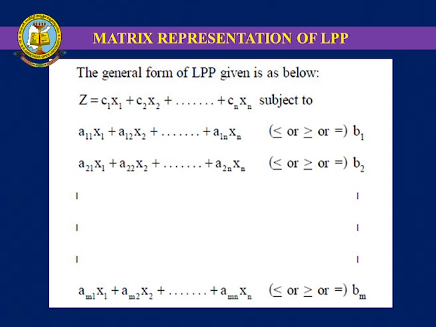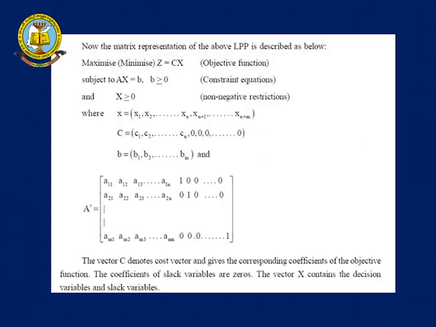Similarly, the second constraint is a21 x1 plus a22 x2 plus a23 x3 plus up to a2n xn, again less than or equal to, or greater than or equal to, or equal to b2. So, the constraints must be in any one of these three formats: less than or equal to, greater than or equal to, or equal to. Like that, I am taking m constraints. So first, second, third, up to the mth constraint will be am1 x1 plus am2 x2 plus up to amn xn, again less than or equal to or greater than or equal to bm. So, this is the general form.